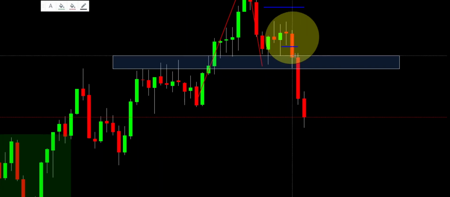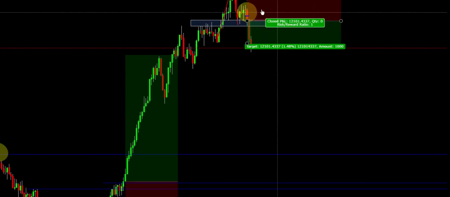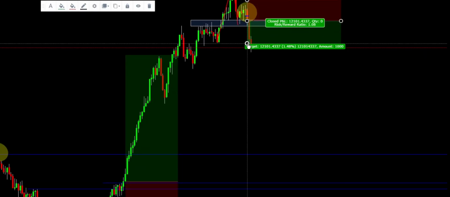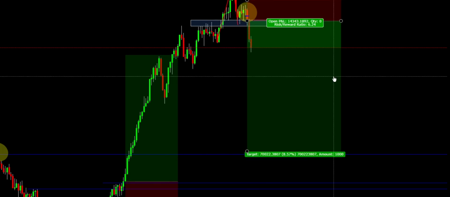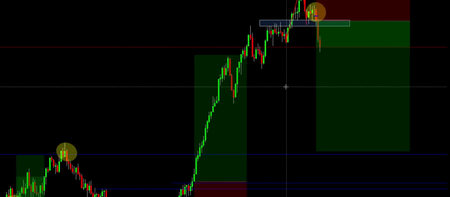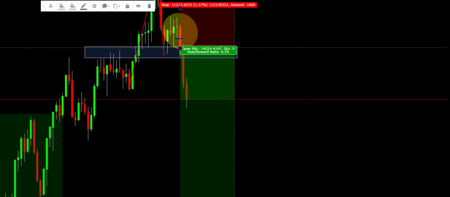So where can I target price to now? I can target price back to our demand zone again. This is basically what I can do, back to this demand zone. This is like a 6.24 ratio, guys. You see how this is basically starting to add up, gang. Only by trading supply and demand and waiting for your conservative entries on your 30 minutes time frame. That is basically how simple this strategy is, guys.